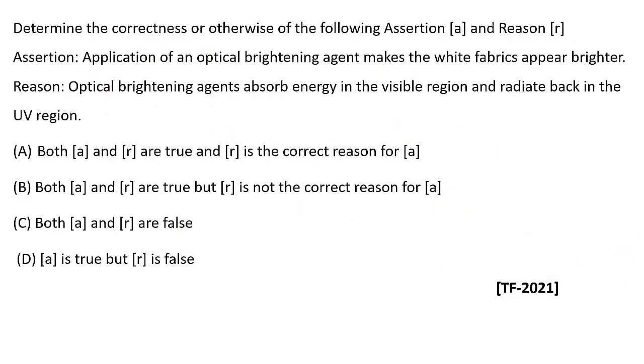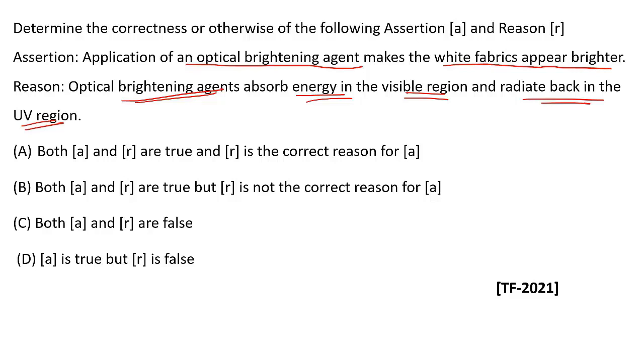Okay. Determine the correctness or otherwise of the following assertion and reason. In this case also, one assertion and one reason is given, and you have to find the answer accordingly. This is from the textile chemical processing part. It is a 2-mark question. Assertion: application of an optical brightening agent makes white fabrics appear brighter. Reason: OBA, optical brightening agent, absorbs energy in the visible region and radiates back in the UV region. If you know what OBA is and on which mechanism it works, then you can answer this question very easily.